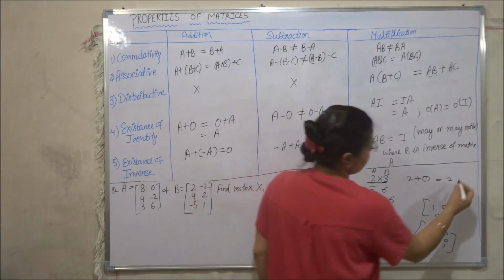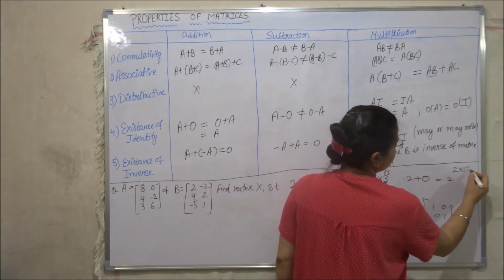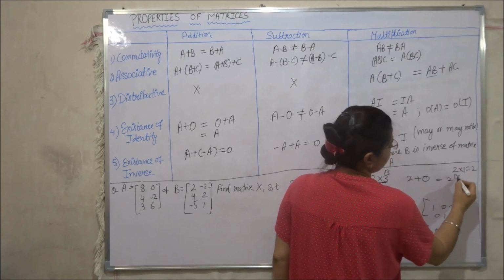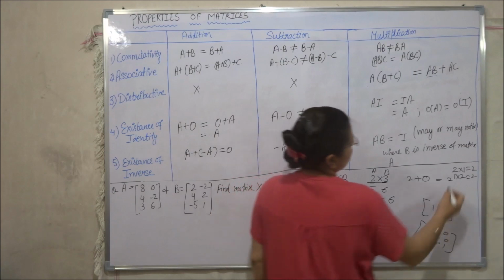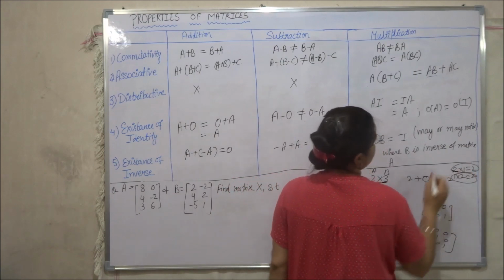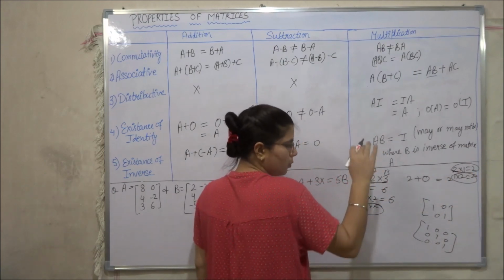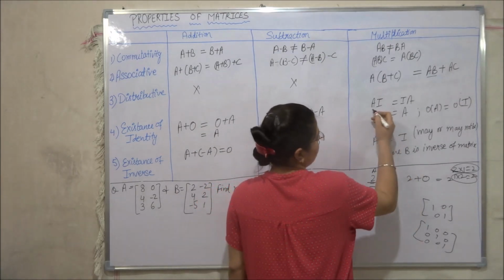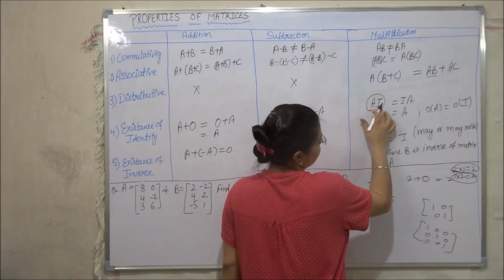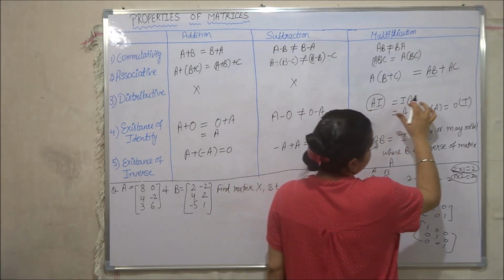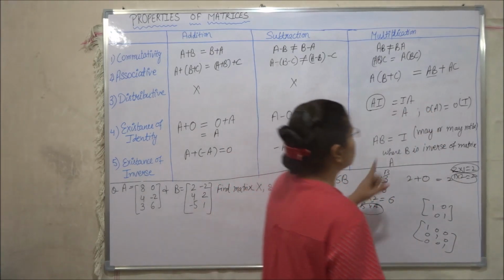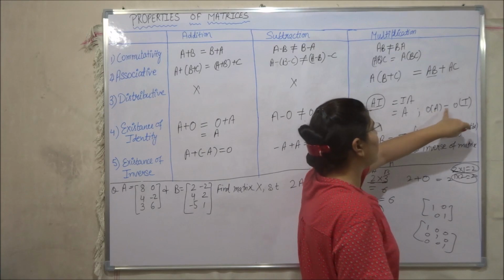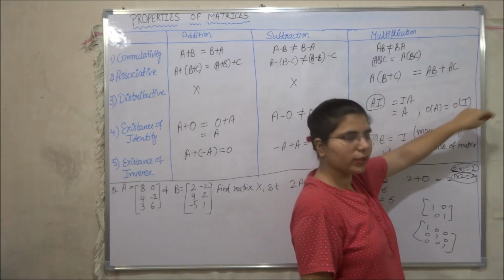This we can say that 2 multiplied by 1 will be equal to 2. In a similar way, 1 multiplied by 2 is also equal to 2. So in both the conditions, both are equal to the A matrix. In a similar way, A multiplied by identity matrix, or identity matrix multiplied by A, will be equal to A. The condition should be that order of A should be equal to order of identity matrix.